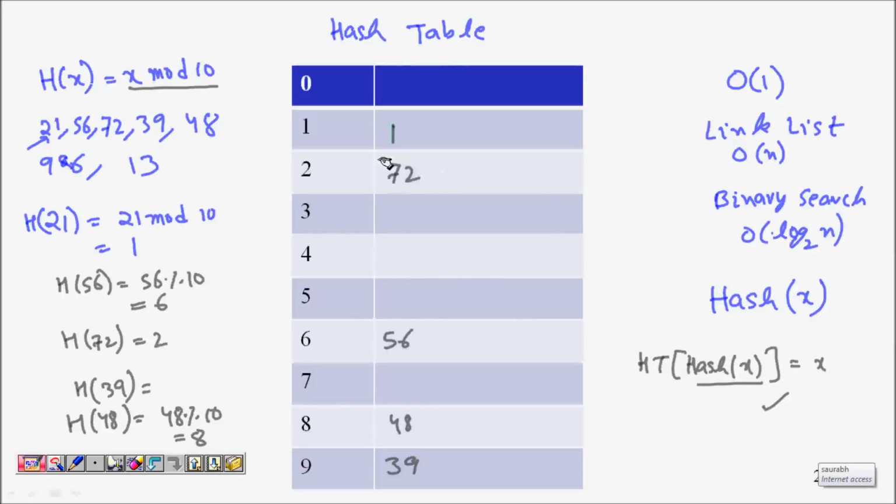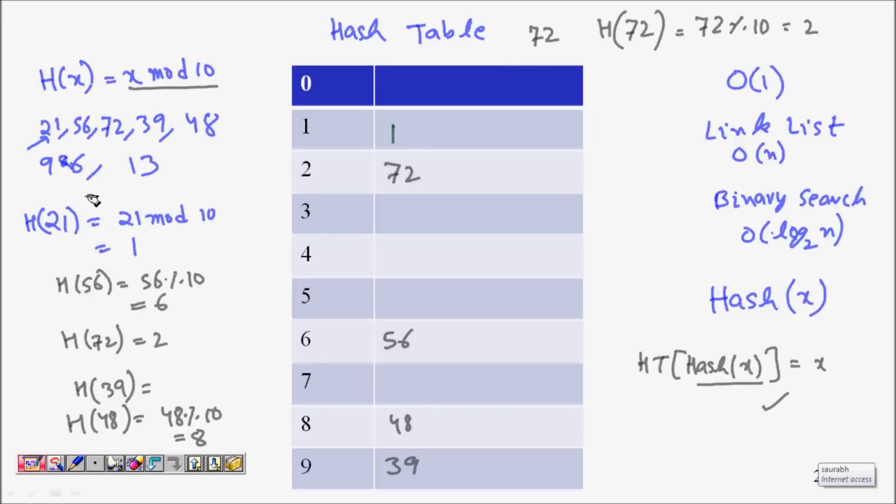Now this is so beautiful. If I have to search for, let's say, 72, I just compute h(72), which is 72 mod 10, so it's 2. I will know that it will be in cell number 2 of this array. So far so good.